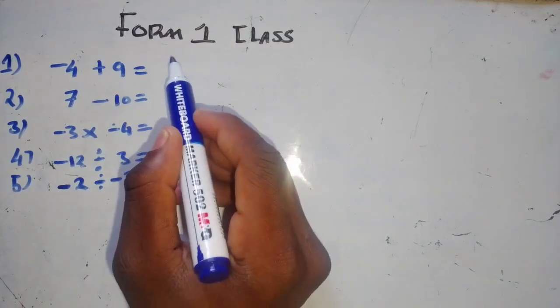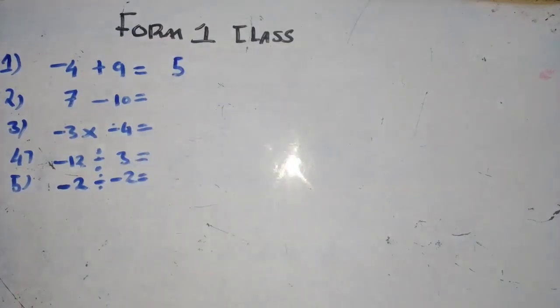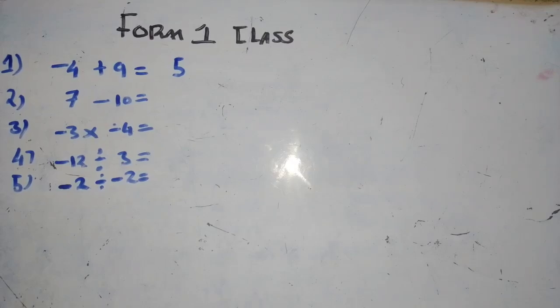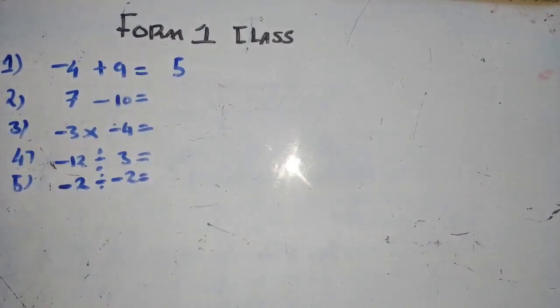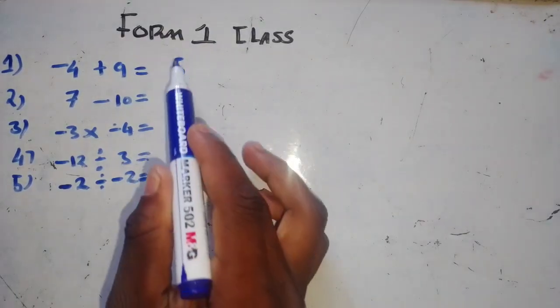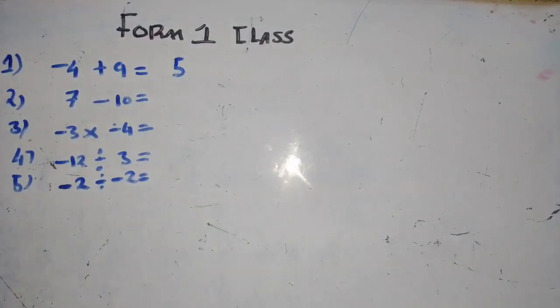So I'm going to write our 5 here, and don't forget that we get the sign from the bigger number. Here, the bigger number is 9, so our answer will carry a positive sign. We don't show the positive sign, because if we write it like this, it already means that this is a positive value.